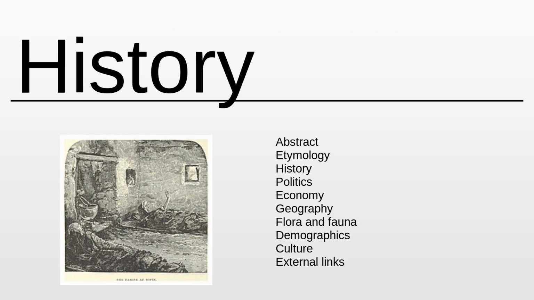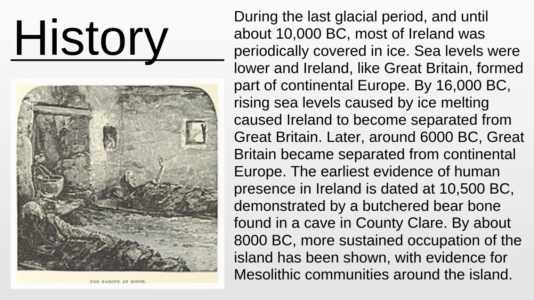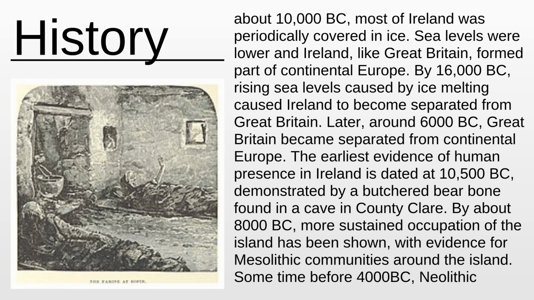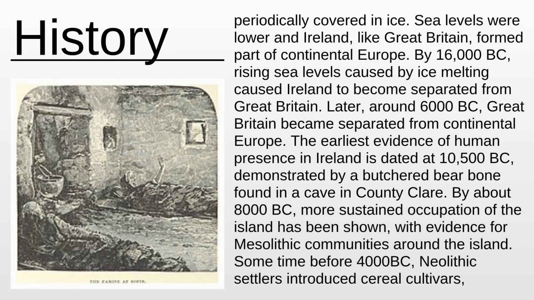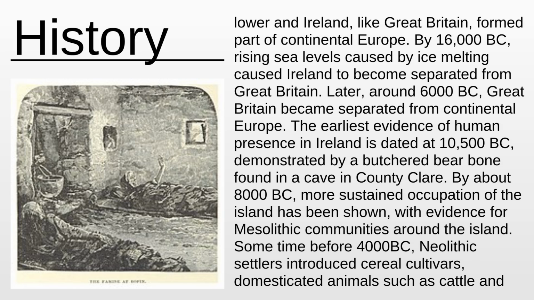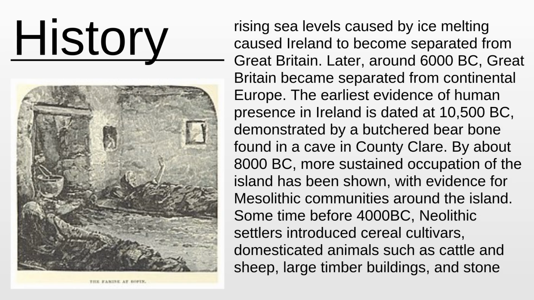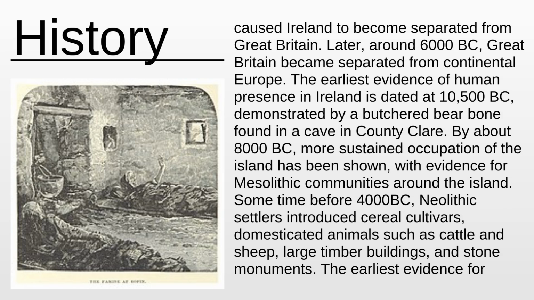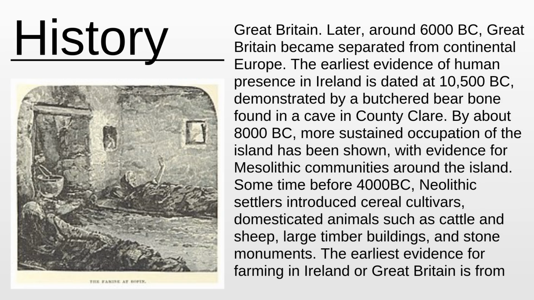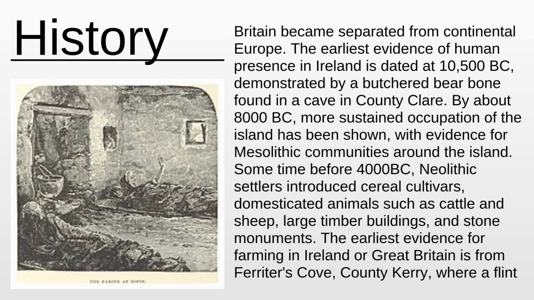History. During the last glacial period, and until about 10,000 BC, most of Ireland was periodically covered in ice. Sea levels were lower, and Ireland, like Great Britain, formed part of continental Europe. By 16,000 BC, rising sea levels caused by ice melting caused Ireland to become separated from Great Britain. Later, around 6000 BC, Great Britain became separated from continental Europe.